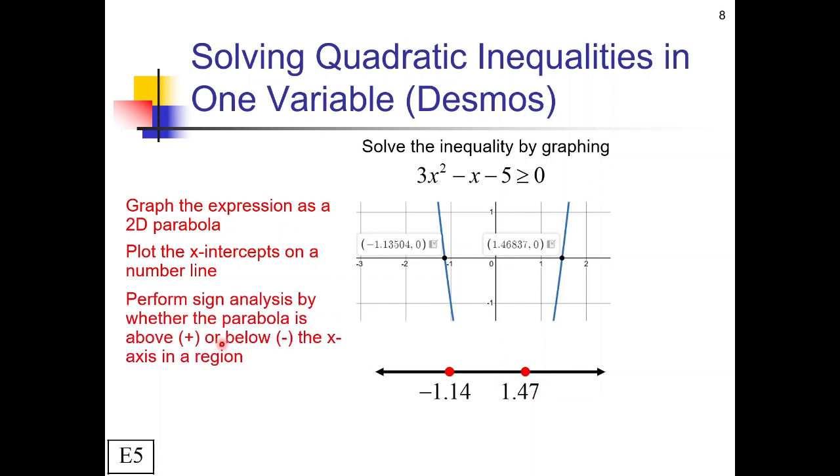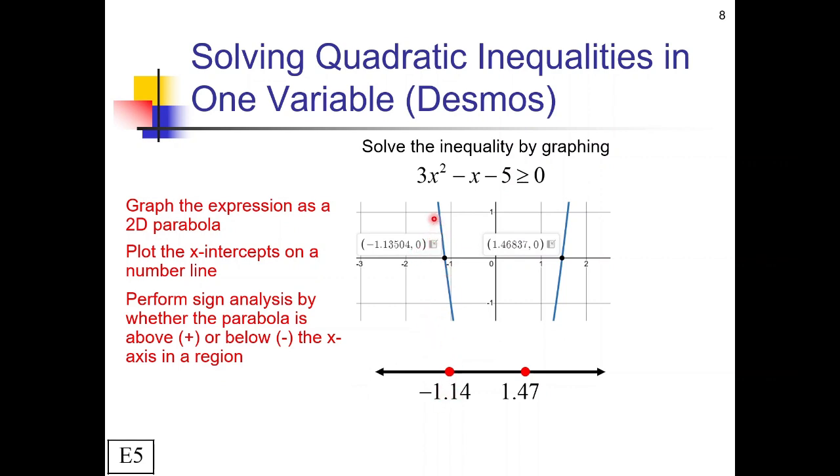Now, for the sign analysis piece of this, we're going to perform our sign analysis just like we did before, but we're not going to just plug in sample numbers anymore. We're just going to look at whether the parabola that we graphed on Desmos is either above or below the x-axis. That will tell us whether we are positive or negative. So pause the video and see if you can do that, and then write the inequality that would best fit this situation.